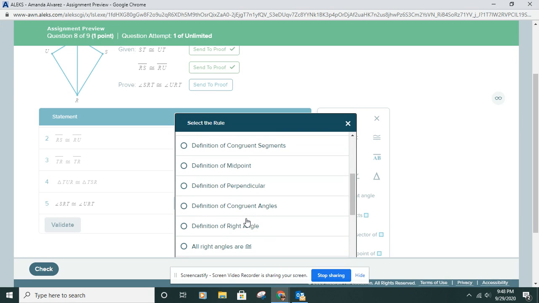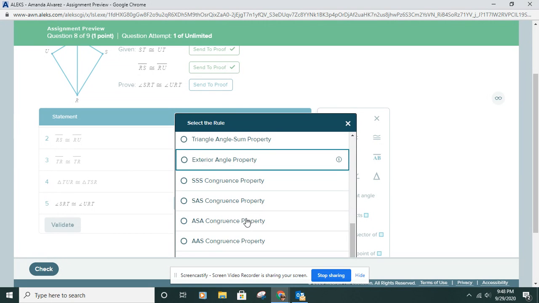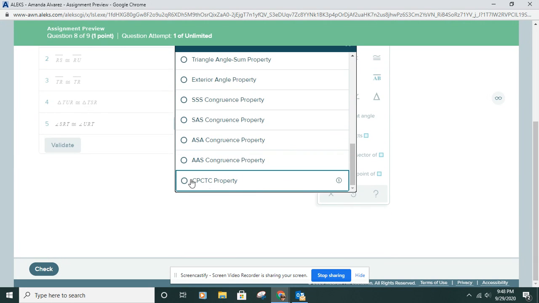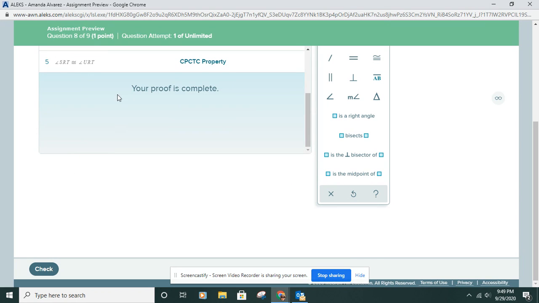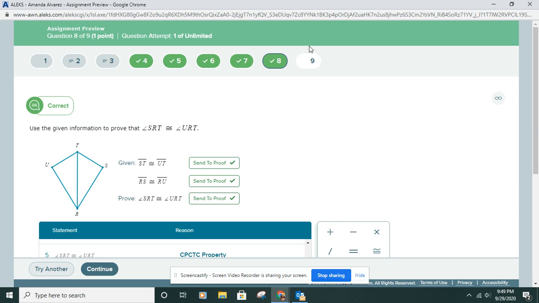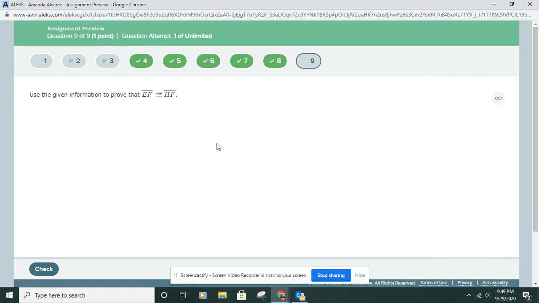Let's see what they call it. CPCTC. Oh, there it is. The very bottom. I didn't see it. Okay, so look to the very bottom for that one. All right, you have to validate and then you can check. And it's correct. Remember, go back and rewind if you need to, or just skip to the problems you need help with.